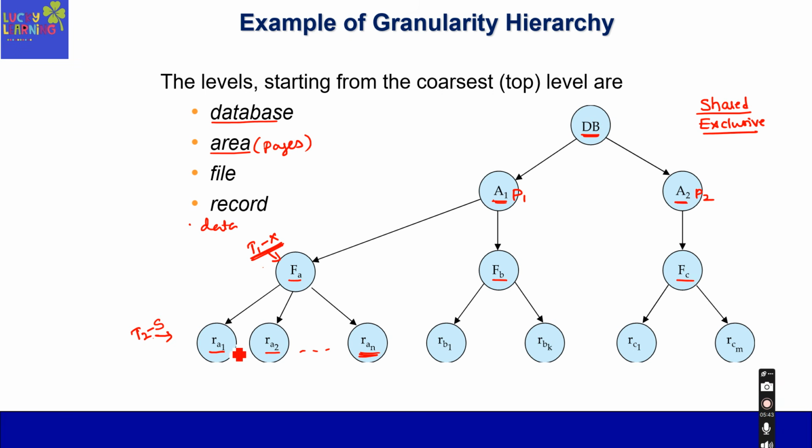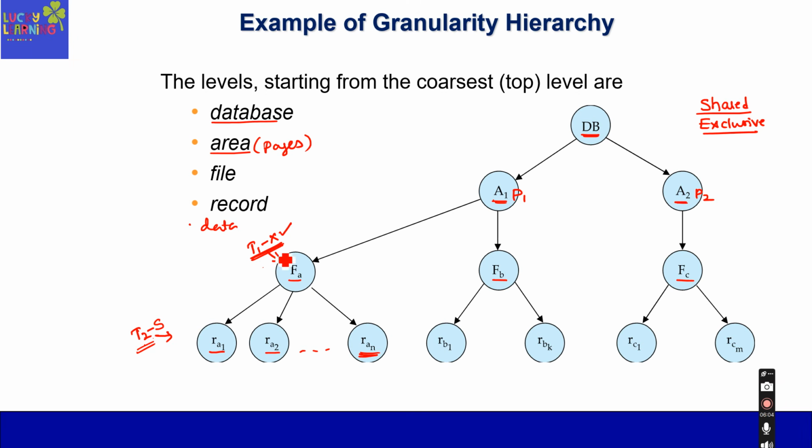Why? Because implicit locking is there on RA1 in exclusive mode. The point is how T2 knows that RA1 is already locked by some transaction T1 implicitly in exclusive mode. So before T2 takes a lock on RA1, it has to check what lock is on its parent.